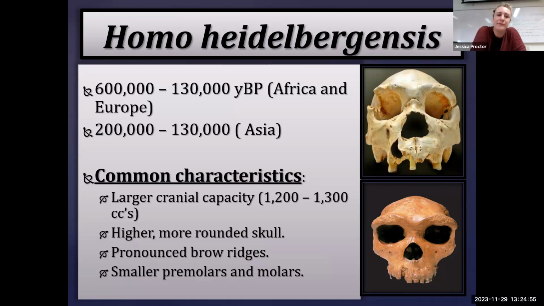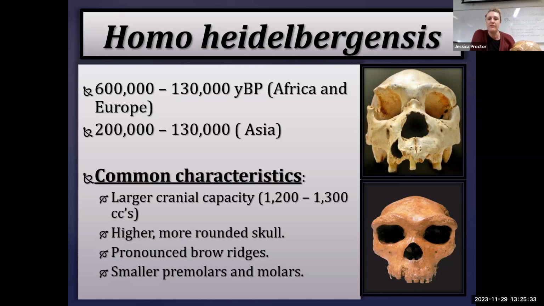So in general, heidelbergensis is considered to be the common ancestor of both Neanderthals and Homo sapiens. Now, of course, like anything else, it's debated. And Homo erectus is actually around coexisting with some members of Homo heidelbergensis as well. So you don't necessarily want to think about it in a nice, neat line. But Homo heidelbergensis, in Africa and Europe, we see examples of these fossils anywhere from 600,000 to as recently as 130,000 years before present. And we see examples in Asia from about 200,000 to as recently as 130,000 years before present.